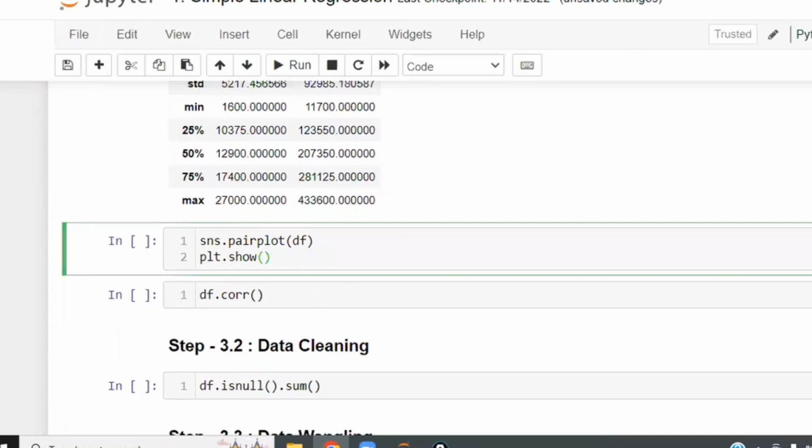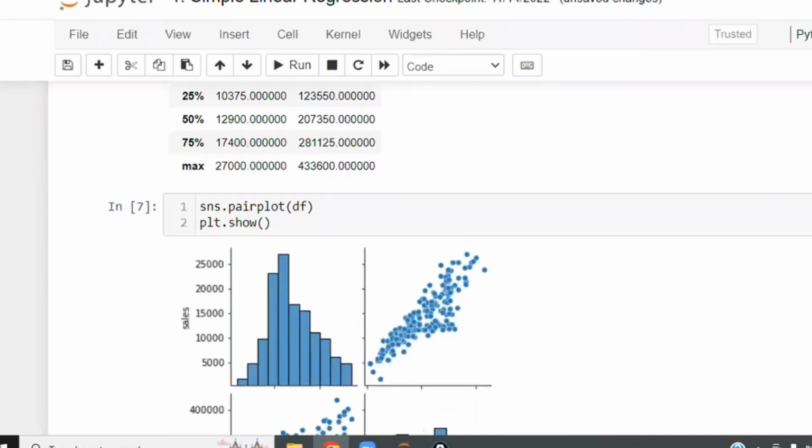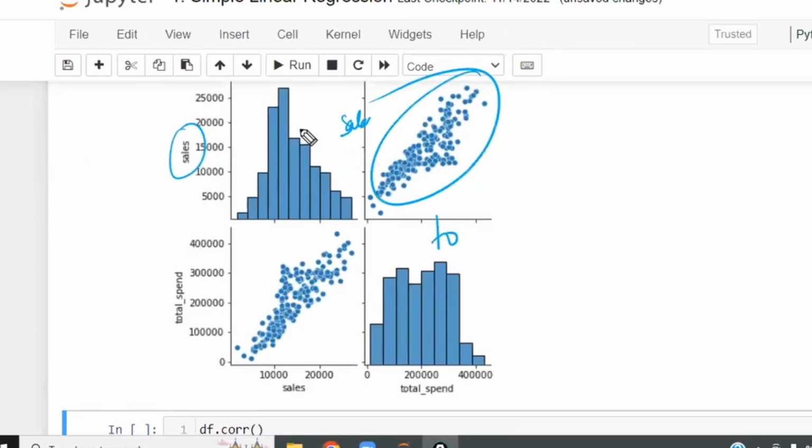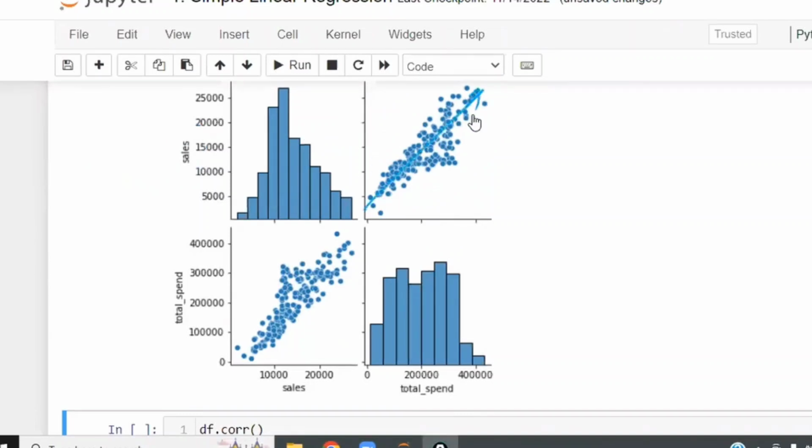I will see the scatter plot. In the scatter plot, I will identify whether the direction is positive or negative. So, I'm applying the scatter plot. In the scatter plot, I want sales on the y-axis and total spend on the x-axis. This is the scatter plot which I have to observe. In it, I can clearly see it is in the positive direction, meaning as x increases, y also increases, meaning the slope is a positive value.